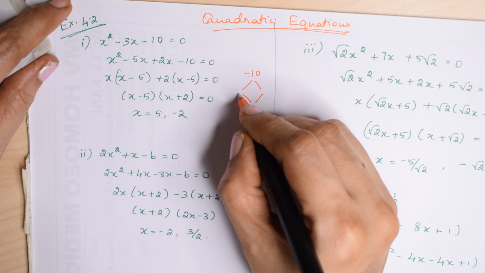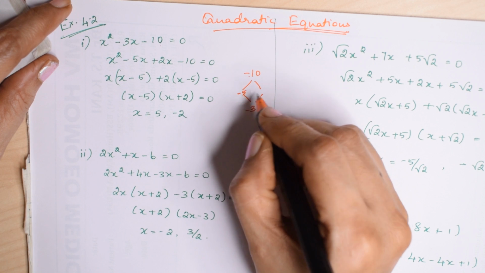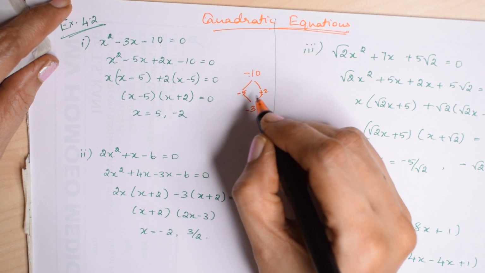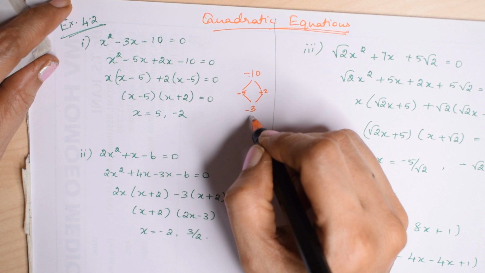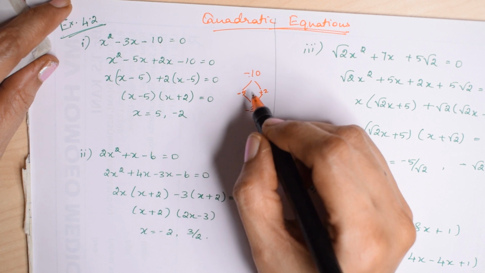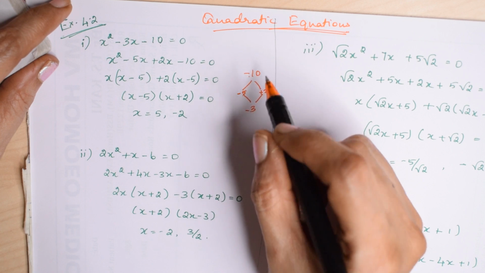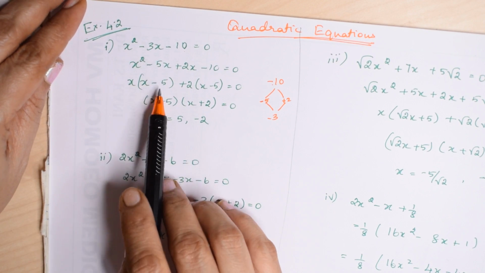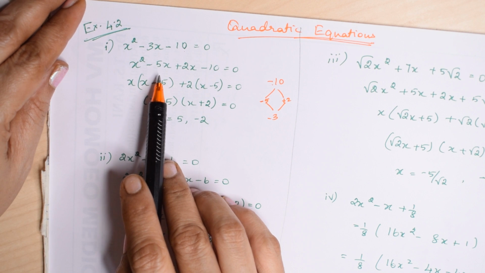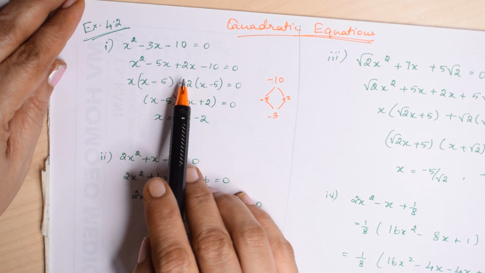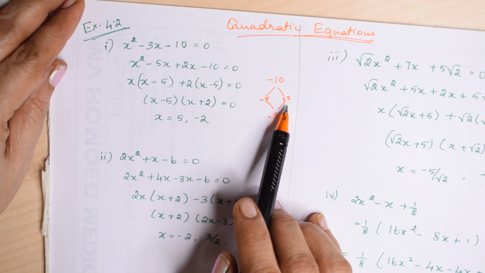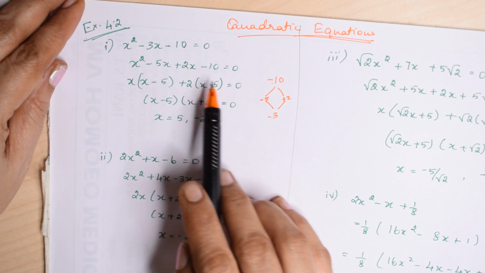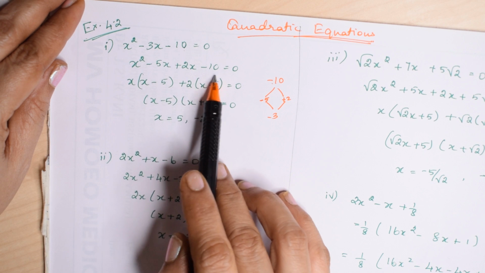When I consider 5 into 2, this becomes minus 5 and plus 2. Only then, when I add, it adds to minus 3, right? So minus 5 and plus 2, I am writing this minus 3x term as minus 5x plus 2x, okay? And when I multiply minus 5 and plus 2, I get minus 10. So this makes this equation.